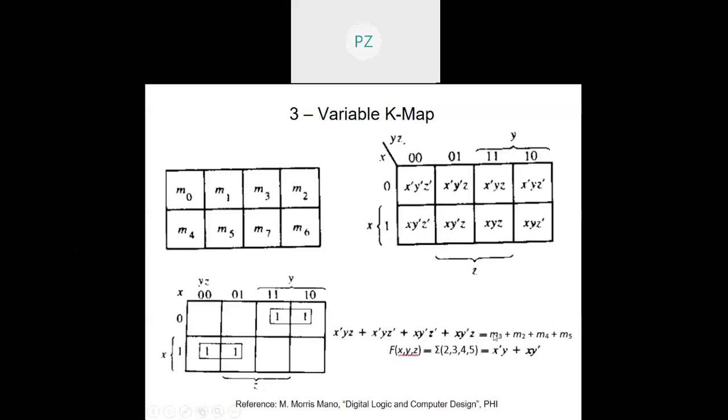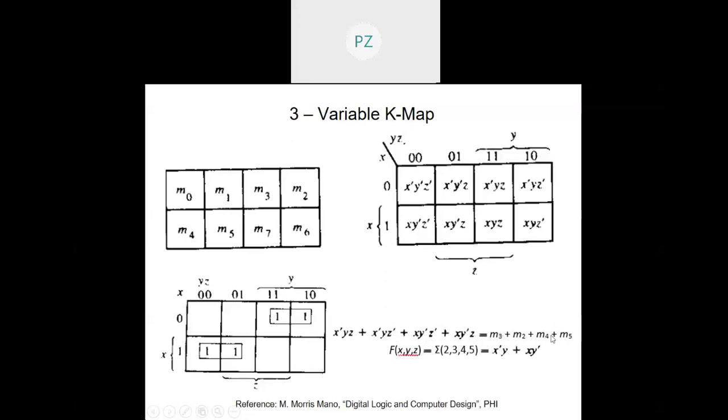So I can see that this is 0 1 1. x'yz is 0 1 1, and 0 1 1 is 3. So I know that I'm talking about M3, plus x'yz' means 0 1 0, and 0 1 0 is 2. So this is min term 2. xy'z', so this is 1 0 0, so min term 4, because 1 0 0 is 4. xy'z is 1 0 1, which is M5.